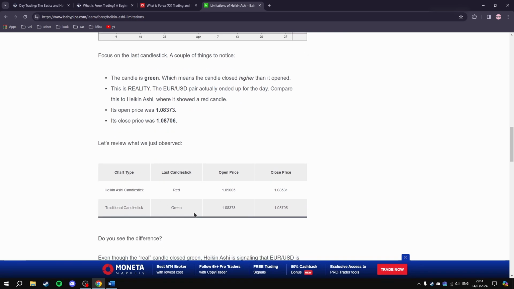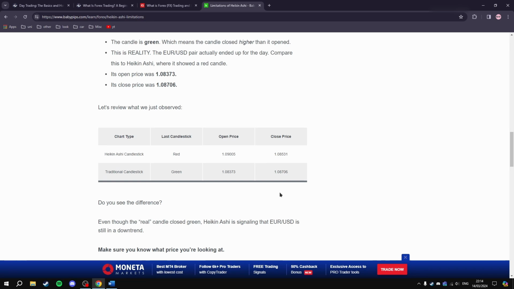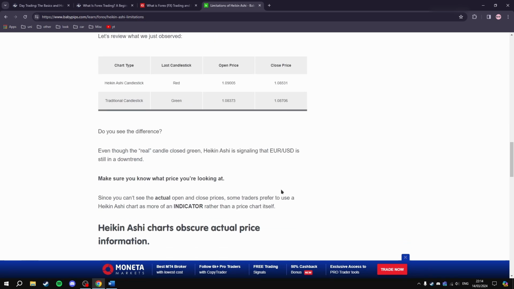Let's review what we just observed. So on the Heikin ashi chart, the last candlestick is red, while the traditional one is green. Open price 1.09005 for the Heikin ashi, and the opening price for traditional was 1.08373. For the close price of the Heikin ashi, 1.08531. For the closing price of the traditional, 1.08706. Do you see the difference? Even though the real candle closed green, Heikin ashi is signaling that Euro USD is still in a downtrend.